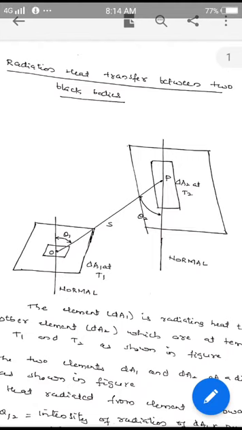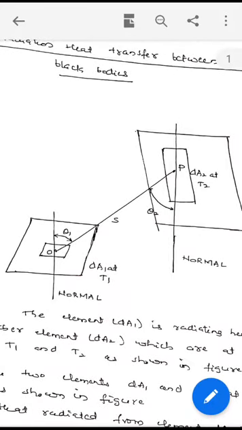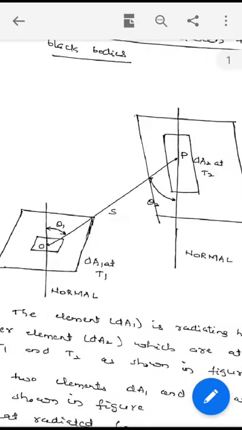Friends, today we shall define a new term, radiation shape factor, and study some of the properties of radiation shape factor. Now consider radiation heat transfer between two bodies 1 and 2 at temperatures T1 and T2. Heat is radiated from a small element dA1 at T1 to dA2 at T2, separated by a distance S.